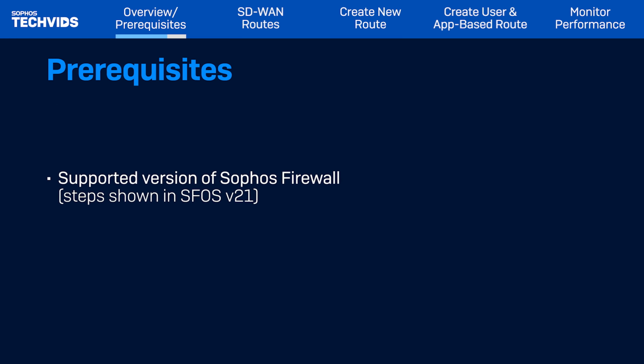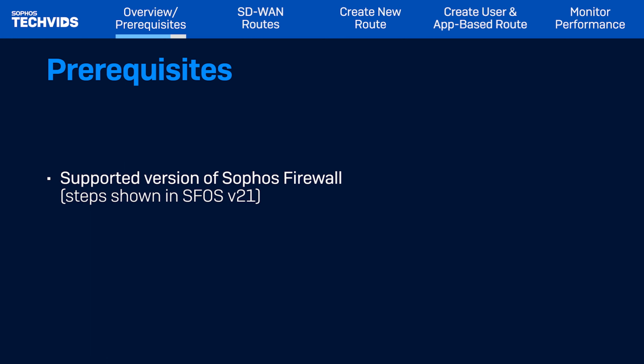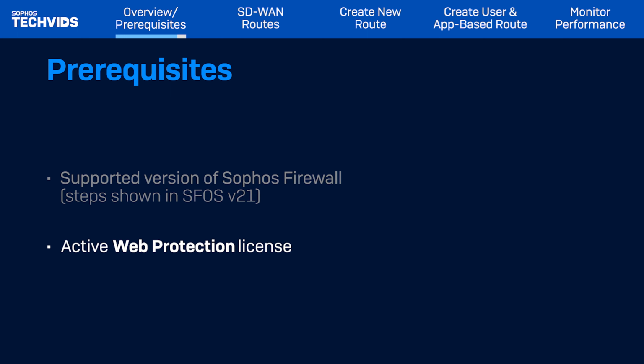Before you begin, you must be running a currently supported version of Sophos Firewall. I'm demonstrating in SFO SB21. You also need an active web protection license to create user and application-based SD-WAN routes.